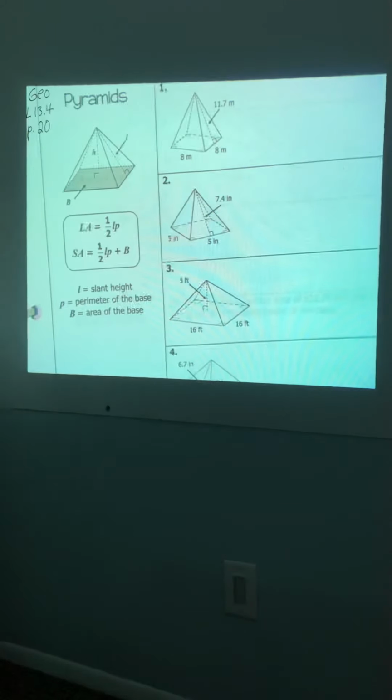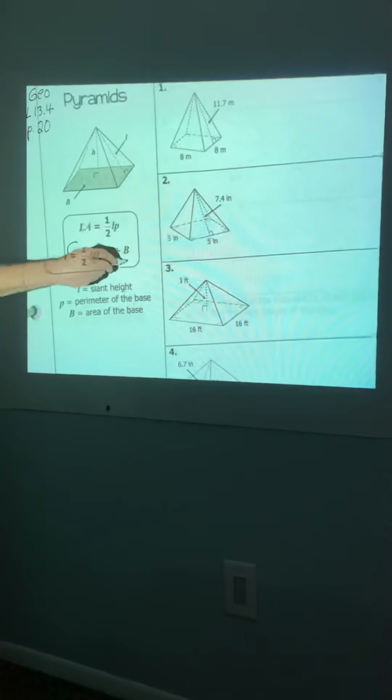And then I need to introduce you to something called lateral area. Lateral area is if you find the area of everything but the bottom, but the base. So this formula is just the lateral area. And if you notice, the surface area is the lateral area plus B, where B is the area of the base. We're going to focus on the complete surface area, so we're going to use this formula right here. And I got to introduce you to somebody new called L.